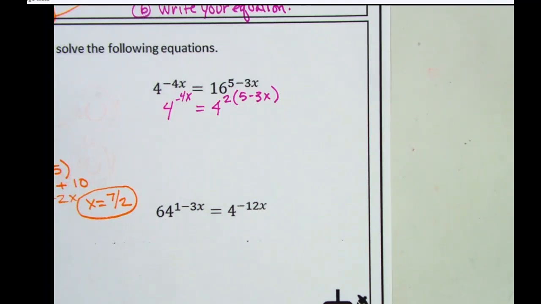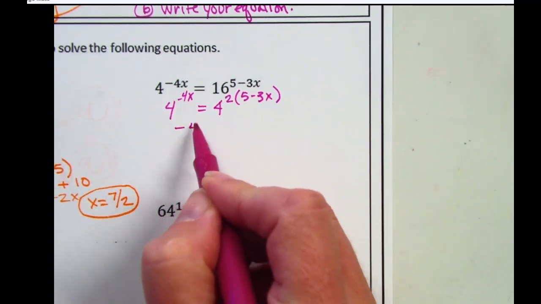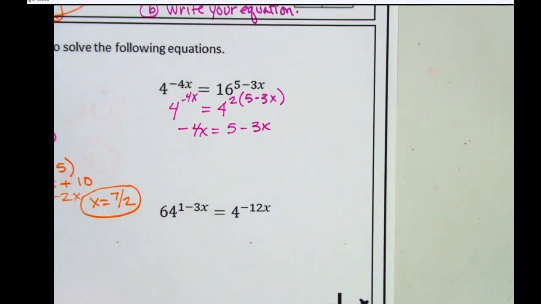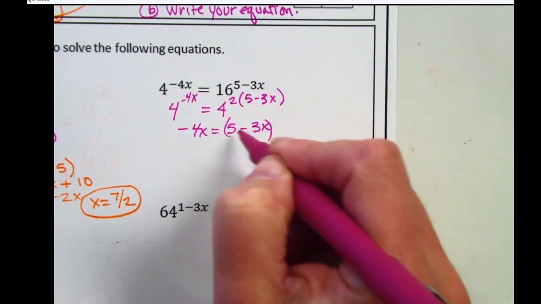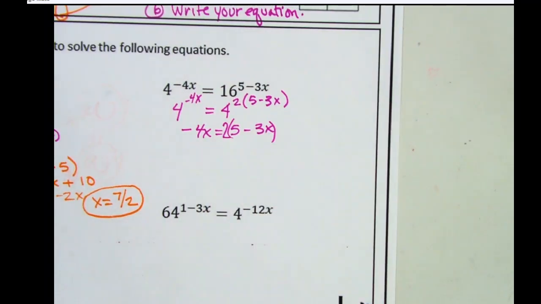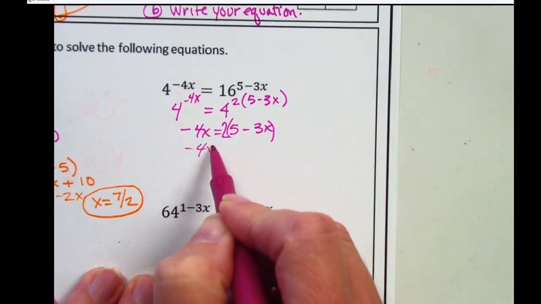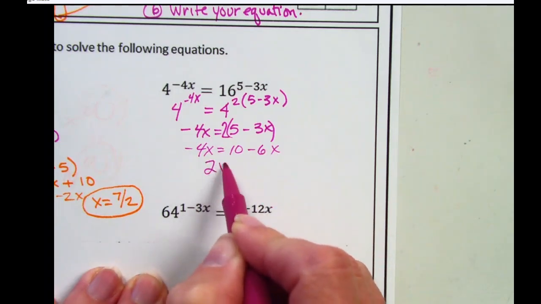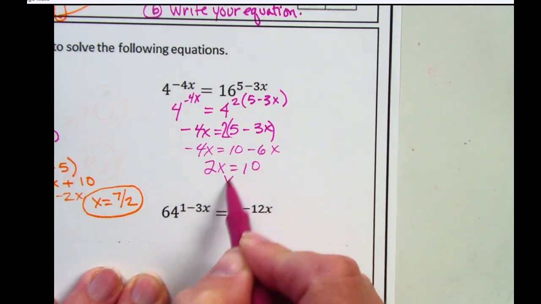Your exponents would just have an extra factor of 2 if you broke it down to 2. We'll get the same answer either way. My bases match, so I can set the exponents equal to each other. Whoops, I lost that 2 right there. Got negative 4x equals 10 minus 6x. 2x equals 10, so x is 5.